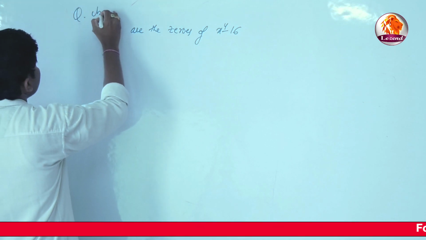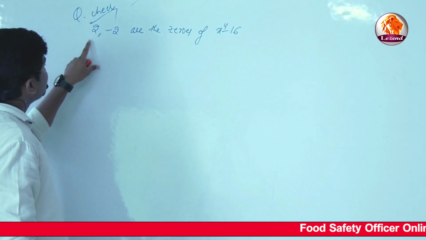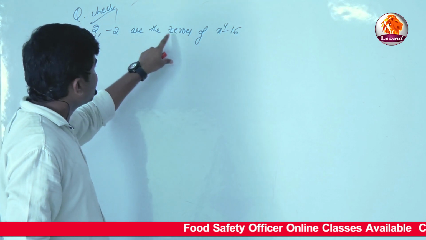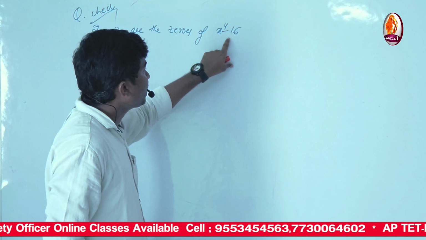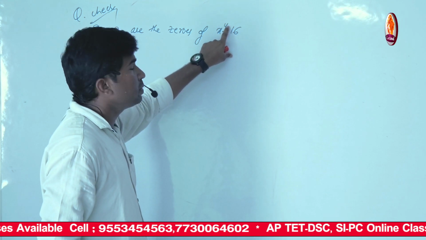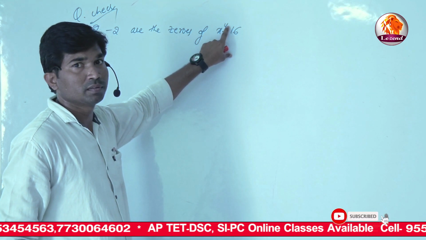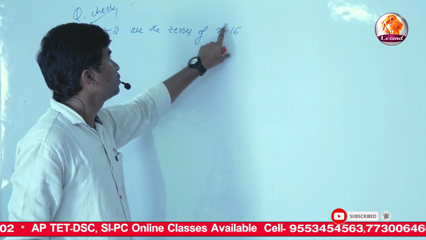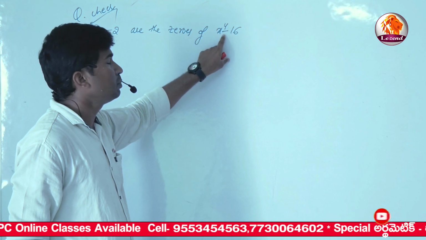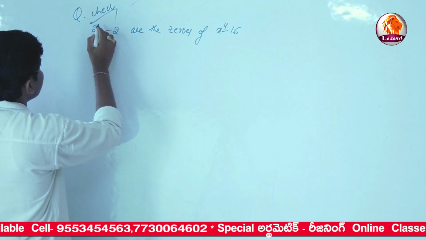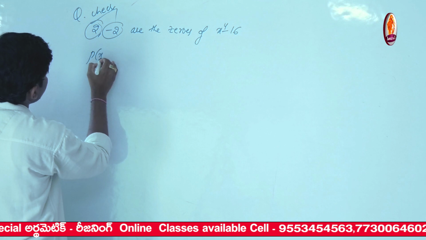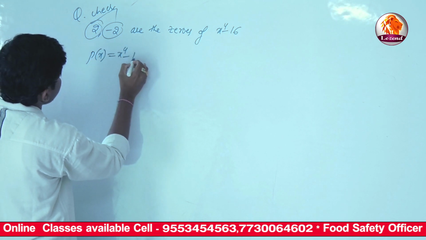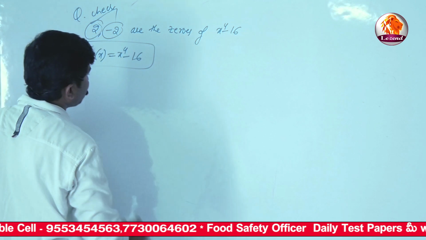Check whether 2 and minus 2 are the zeros of the given polynomial x power 4 minus 16. This polynomial is known as biquadratic. Why? Because the highest power of the variable x is 4. Now we can check whether these are roots or not. Take p of x is equal to x power 4 minus 16. This is the given polynomial.